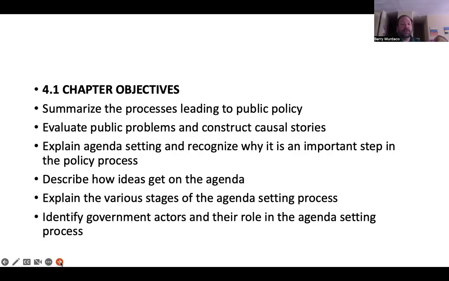So again, this chapter will summarize the processes leading to public policy, evaluate public problems and construct causal stories, explain agenda setting and recognize why it is an important step in the policy process, describe how ideas get on the agenda, explain various stages of the agenda setting process, and identify government actors and their role in the agenda setting process. So again, this class will mainly cover the early steps in the policymaking process. All right.